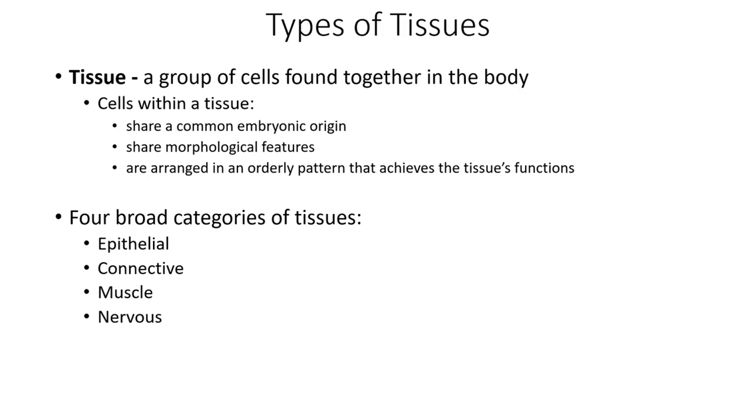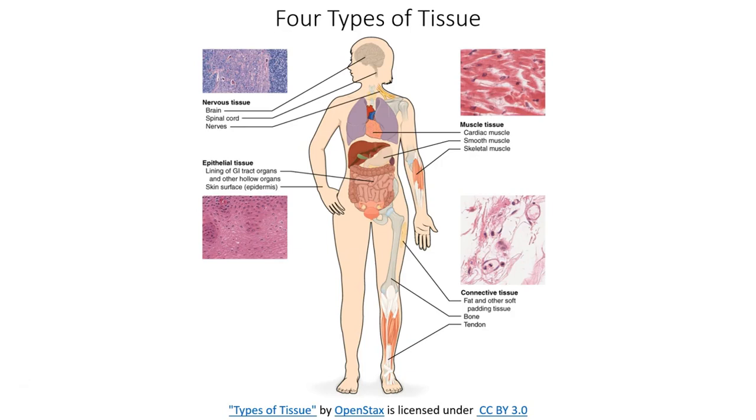So we have 4 general categories of tissues. These are epithelial tissues, connective tissues, muscle tissue, and nervous tissue. This is just showing some examples of what is included in each of those 4 tissue types. So nervous system tissue is the brain, spinal cord, and nerves. We have 3 types of muscle tissue: cardiac, smooth, and skeletal muscle.